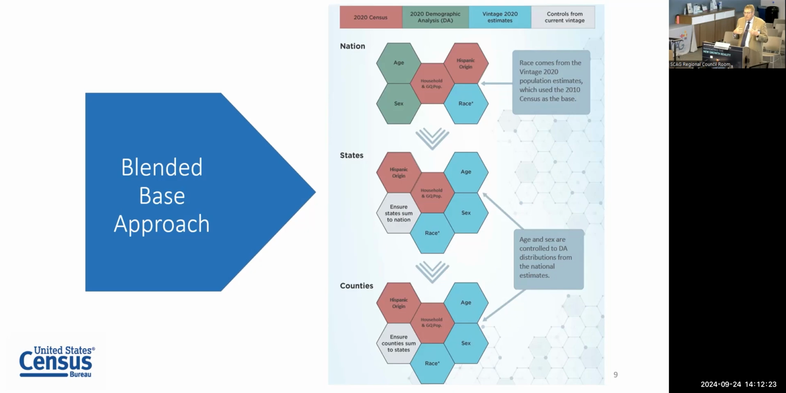So we use vintage 2020 population estimates. And it's important to point out that those are based on the vintage 2010 census. But we do control that to the nation. And then the same for counties. And we also have a control to make sure that counties sum to states, and states sum to the nation. But again, this is a new approach for us. And I'm going to show later a way that it really helps improve some of the data products, some of the data that we have, especially for young children.